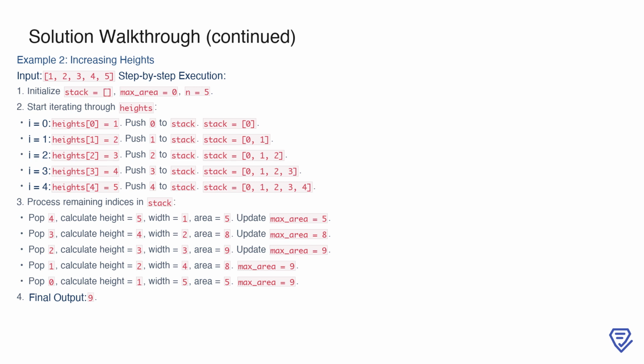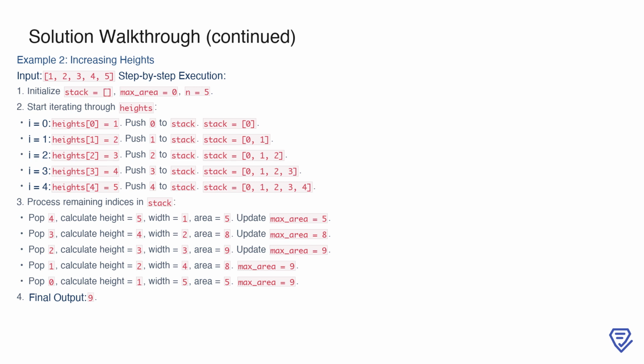At index 1, the height is 2, which is greater than the height at the top of the stack, so we push index 1. Similarly, at indices 2, 3, and 4, the heights are 3, 4, and 5 respectively, and since each is greater than the previous, we push their indices onto the stack. Once the iteration is complete, we process the stack.